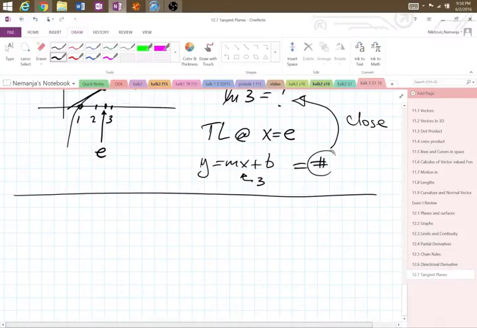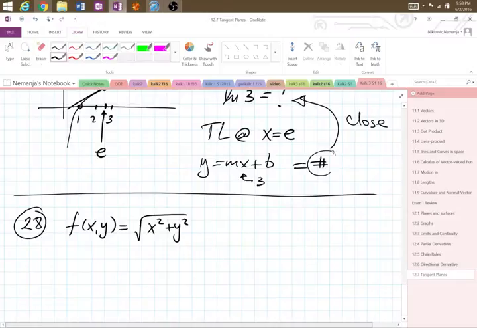Do you want to do 28? Yes or no? Yes, that's the spirit. We do the 28. f(x,y) is equal to the square root of x squared plus y squared. We're going to find it at (3, -4).